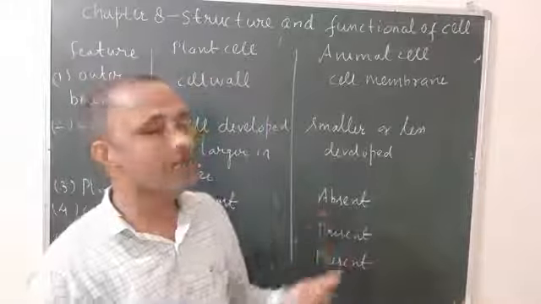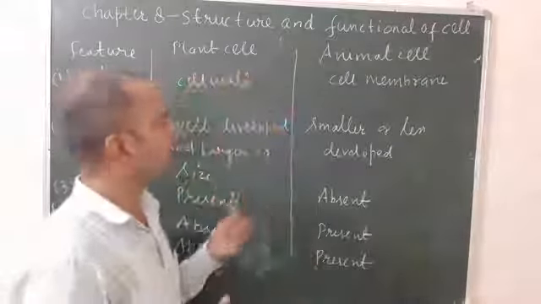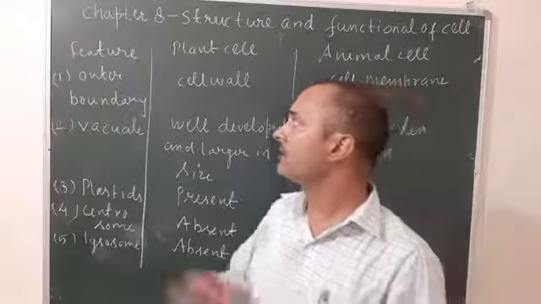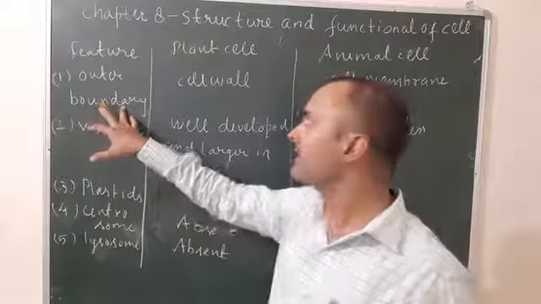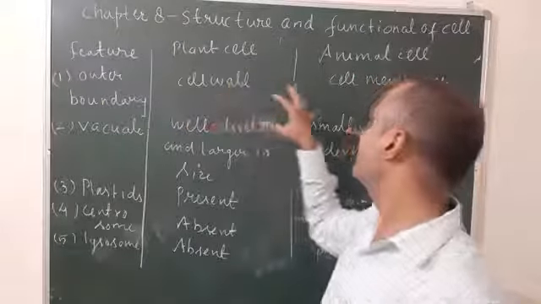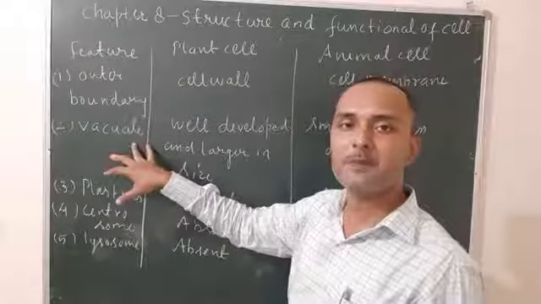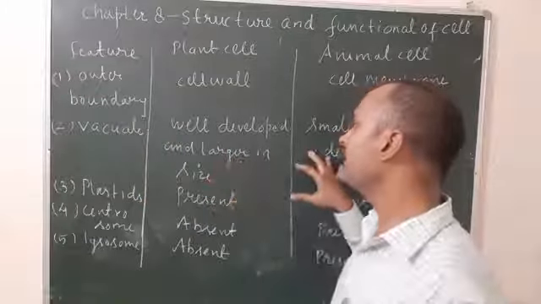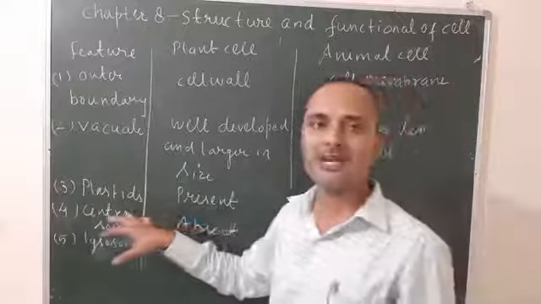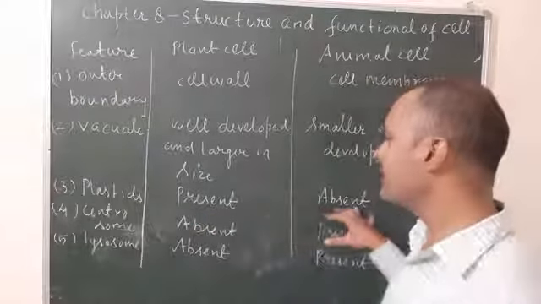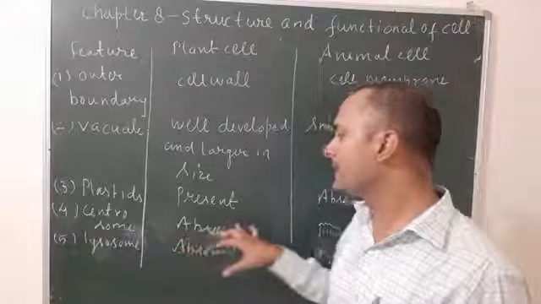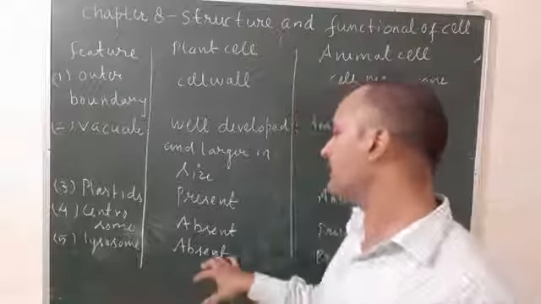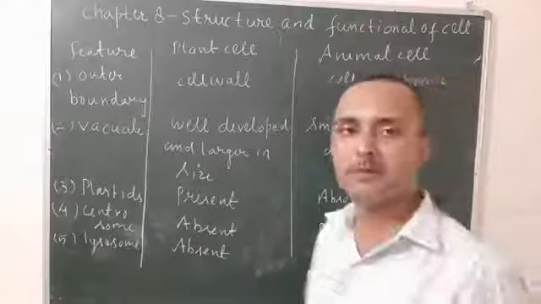So, this is the difference between plant cell and animal cell. First feature, outer boundary. In case of plant cell, cell wall. Animal cell, cell membrane. Vacuole in plant cell is well developed and larger, and here it is smaller. Plastids are present in plant cell and absent in animal cell. Centrosome is absent in plant cell, present in animal cell. Lysosome is absent in plant cell and present in animal cell.